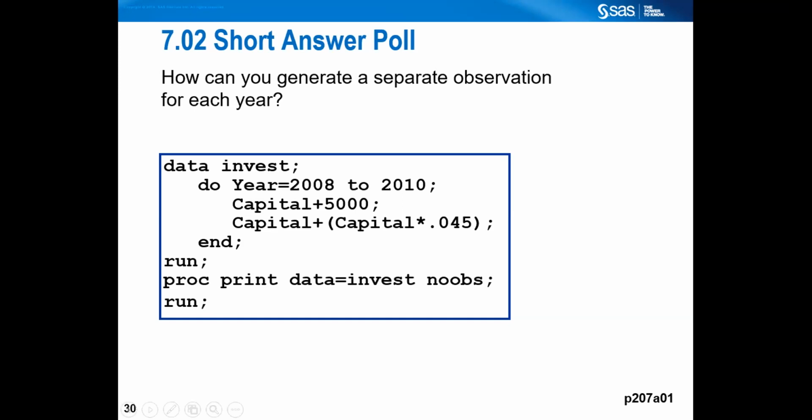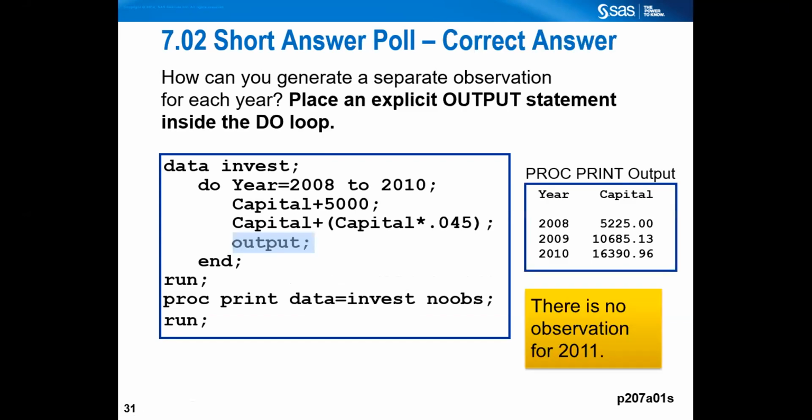Yes, you will be using an explicit output statement. Where? At what place? Before end. For n. Absolutely. So that's what you see for 2008, 2009, and 2010. The values are created. And now you'll not see for the year 2011.